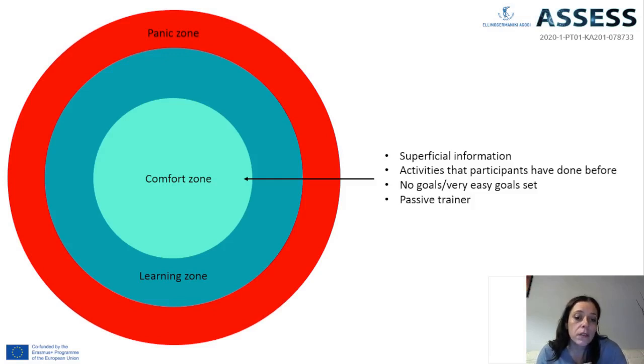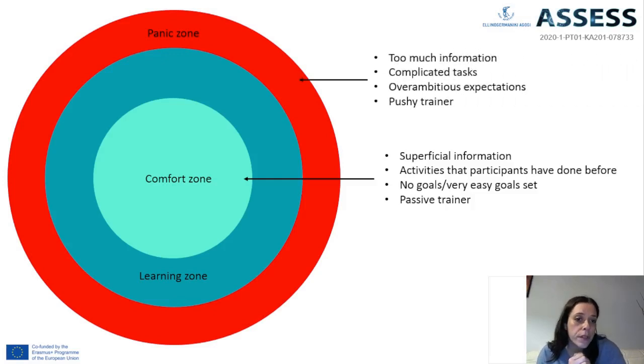So that basically is what passive or inexperienced trainers usually do. They stick to the basics. They only deliver superficial information. Their activities are not that innovative, and they don't really have clear goals for their training workshop.